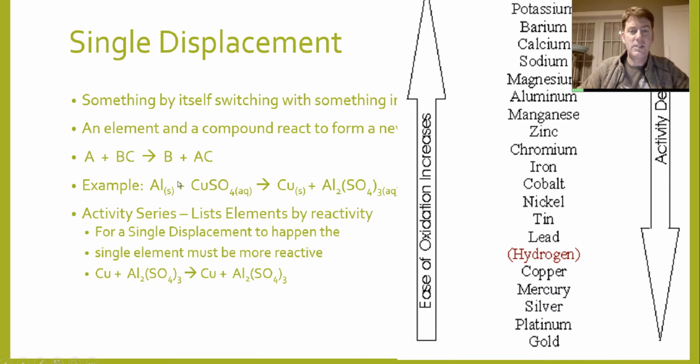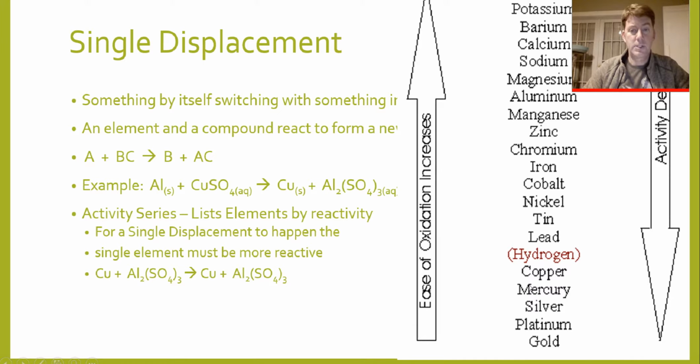Now, this just can't happen with anything, right? You think of doing this in reverse. Well, if I had my aluminum sulfate solution and introduced copper, well, it's not going to go backwards. Otherwise, we'd have a double arrow here showing it going the other direction. We have a thing called an activity series, and there is one in your book in Appendix A, and you'll find the activity series there.